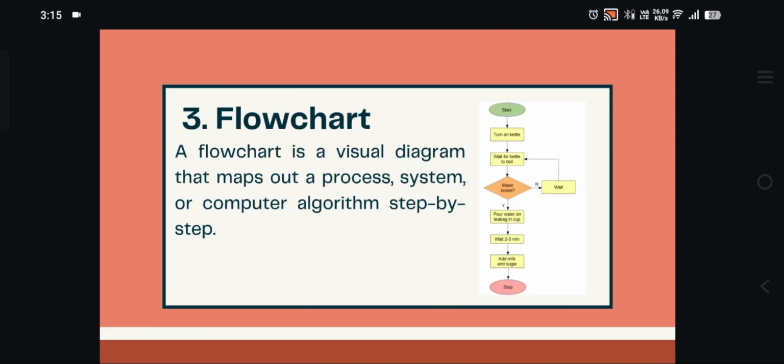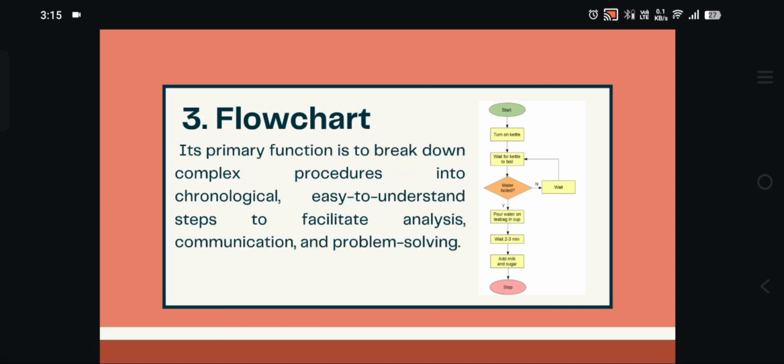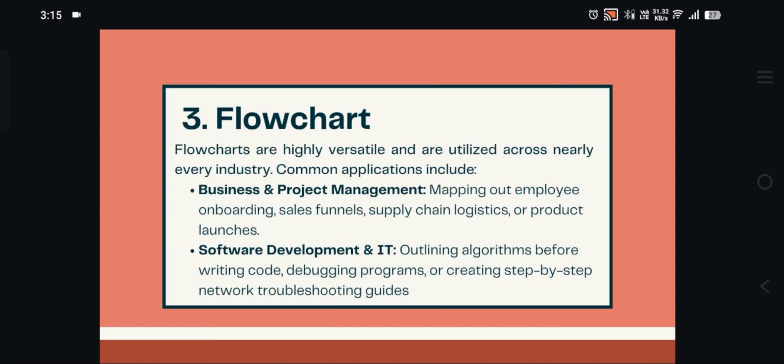Next, we have the flowchart. A flowchart is a visual diagram that maps out a process, system, or computer algorithm step by step. Its primary function is to break down complex procedures into chronological, easy to understand steps to facilitate analysis, communication, and problem solving. It organizes the steps in order so they are easy to understand from start to finish. Next one, flowcharts are commonly used in business and project management, software development, and IT.